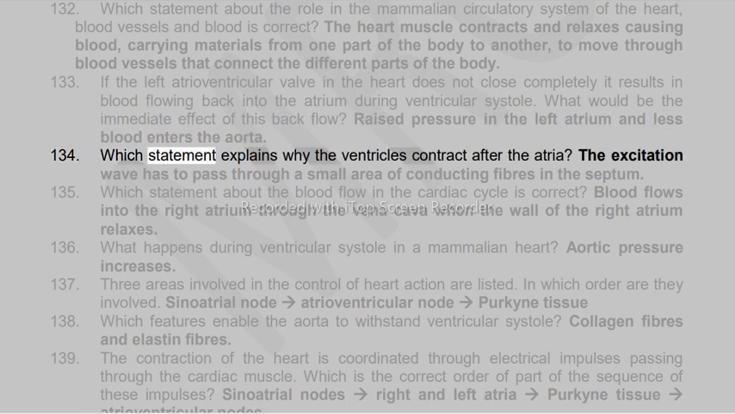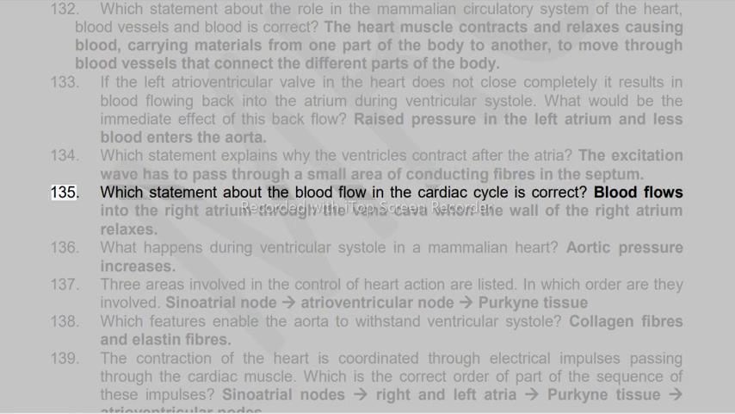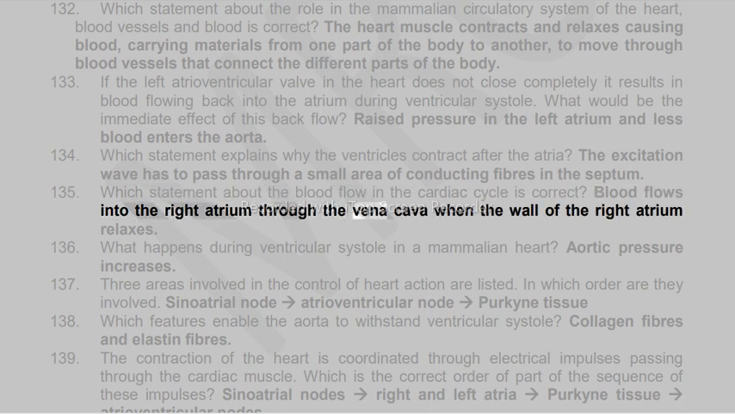134. Which statement explains why the ventricles contract after the atria? The excitation wave has to pass through a small area of conducting fibers in the septum. 135. Which statement about the blood flow in the cardiac cycle is correct? Blood flows into the right atrium through the vena cava when the wall of the right atrium relaxes.